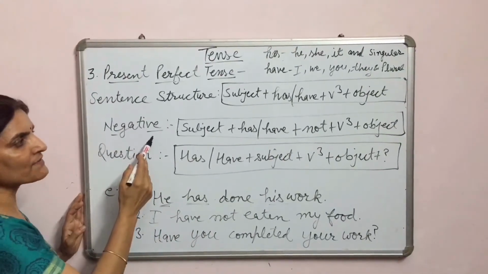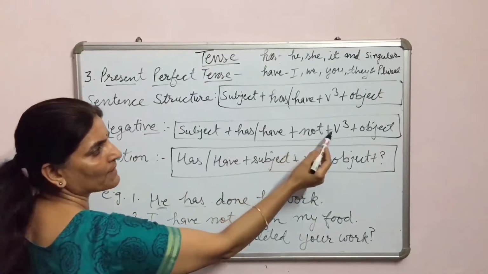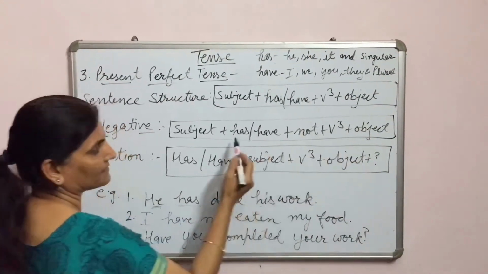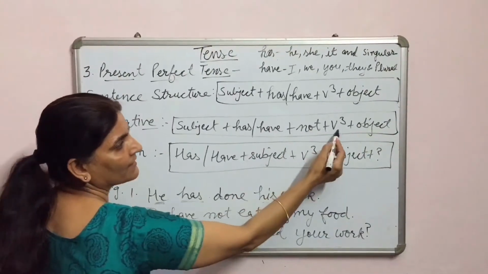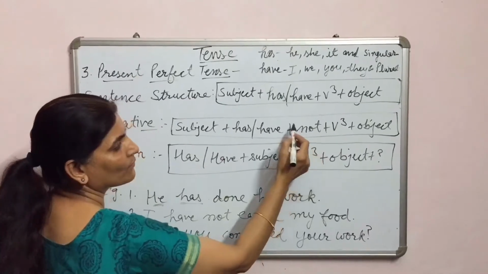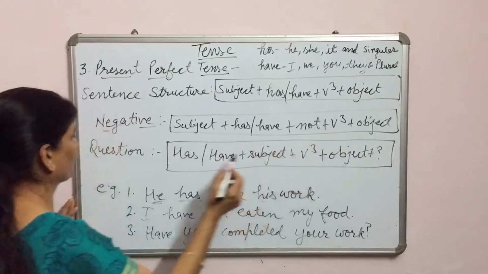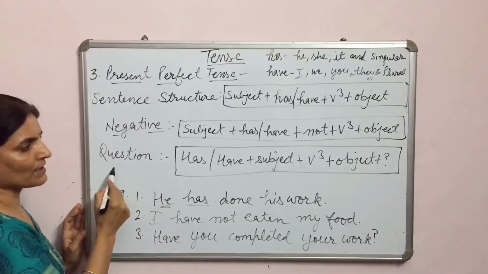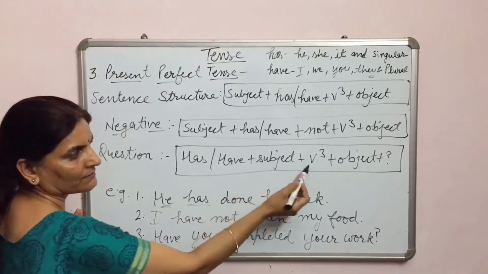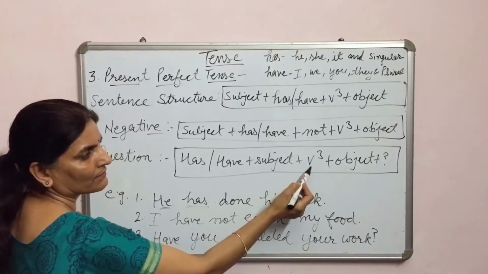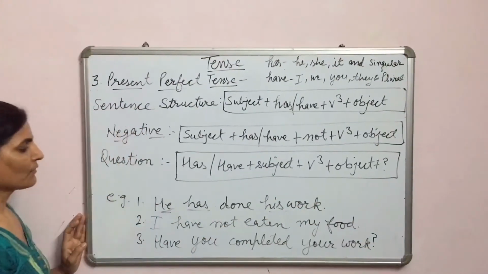While making negative sentences, the structure is subject plus has, have plus not plus V3 and object. Has and have are the helping verbs and V3 means main verb. Not is always used between the helping verb and the main verb. While making questions, has and have come before the subject and after that the third form of the verb is used, and at the end we put a question mark.